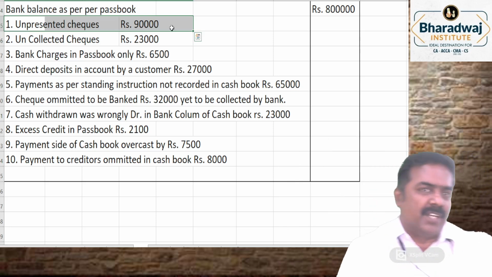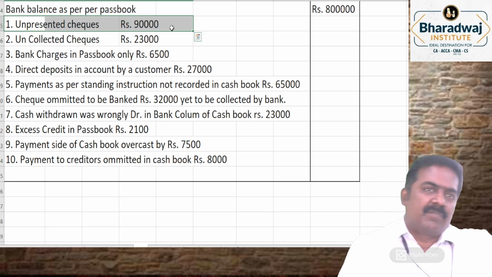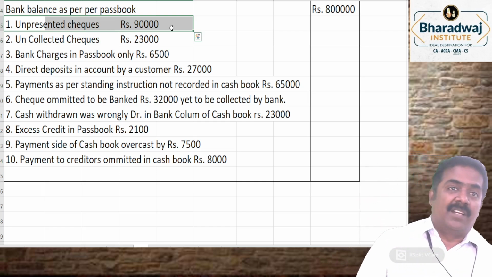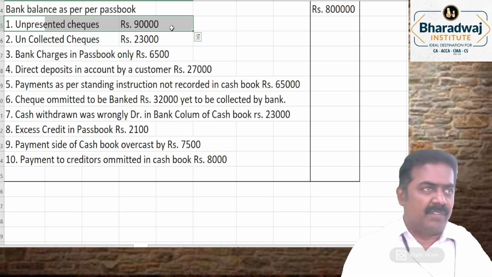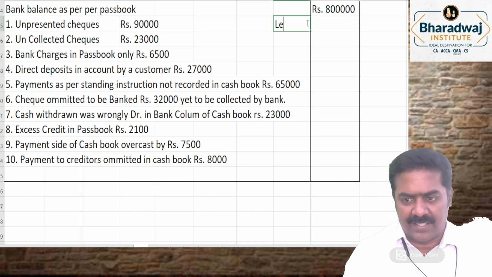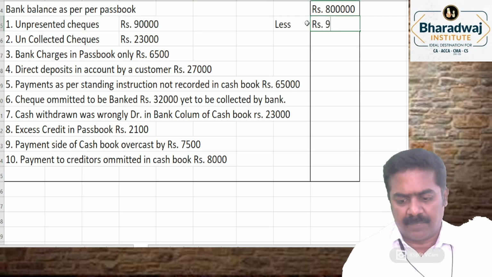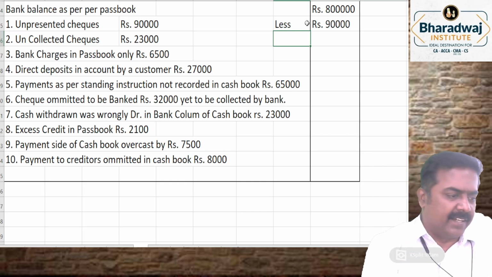It is an outflow check. While giving the check, what would the customer have done? While issuing the check, the customer would have deducted. Let us also deduct it. So less how much? 90,000. Customer has deducted, let us also deduct it as well.